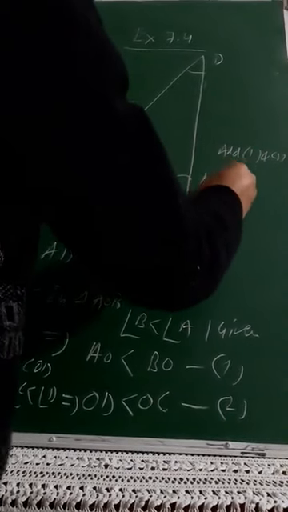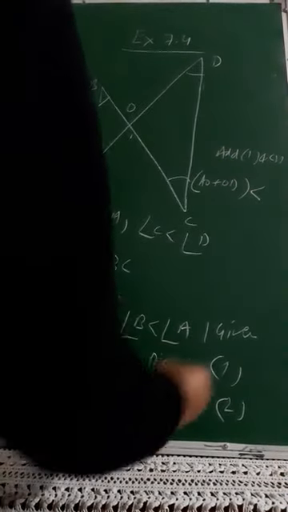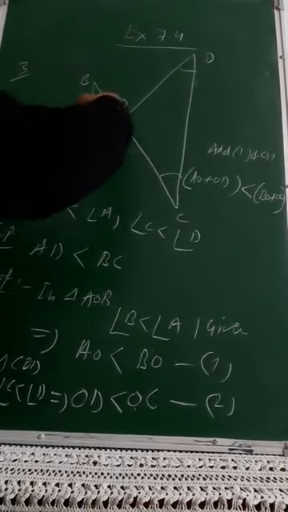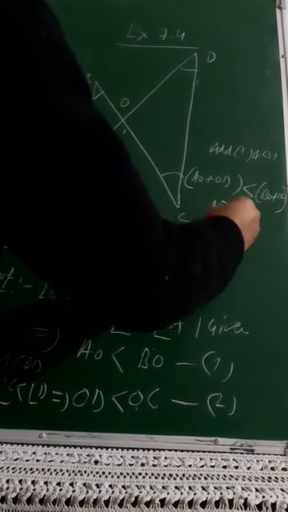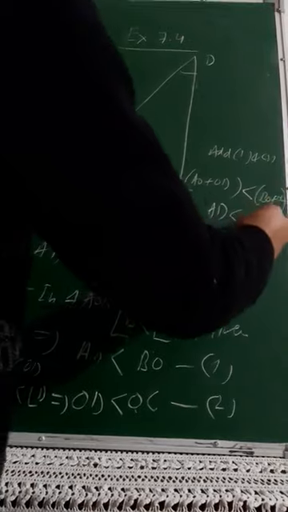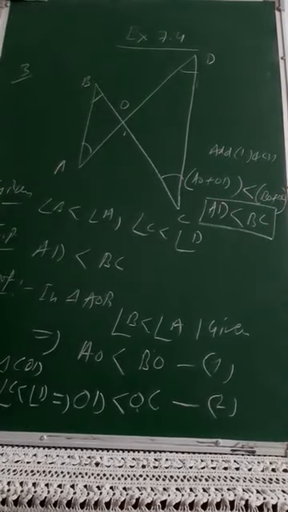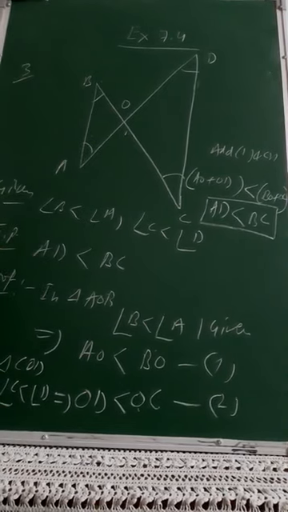So AO plus OD together will be less than BO plus OC, which will take you to the final result. AO plus OD is AD and BO plus OC is BC. Hence proved. So your AD will be less than BC, which you need to prove.